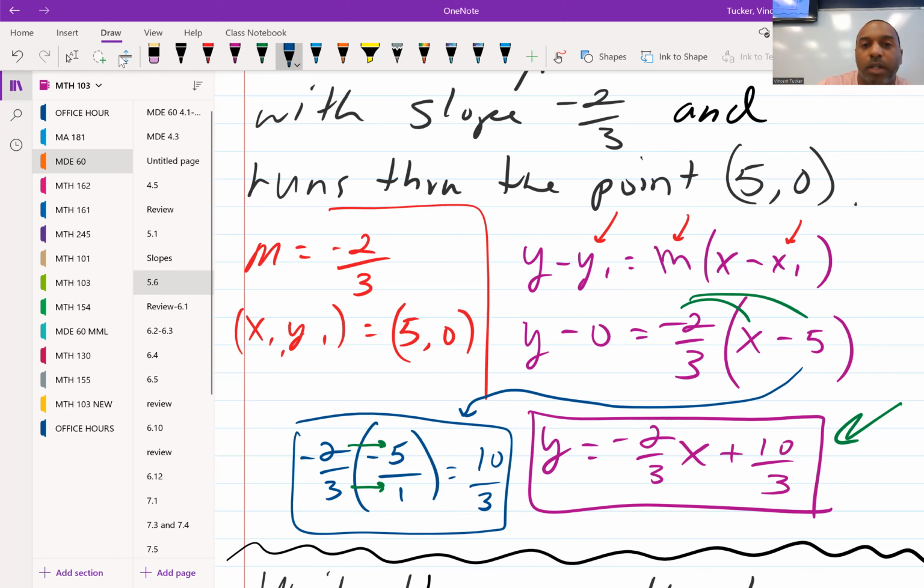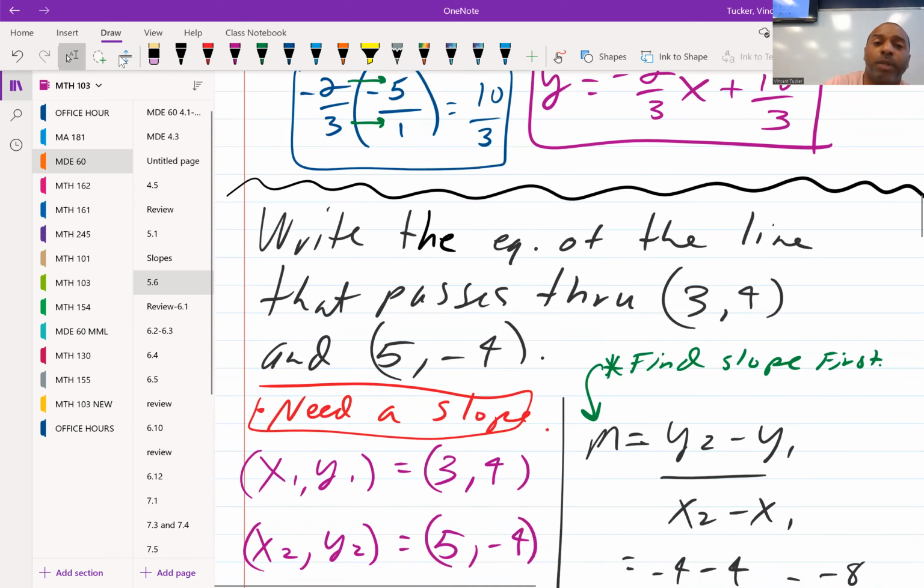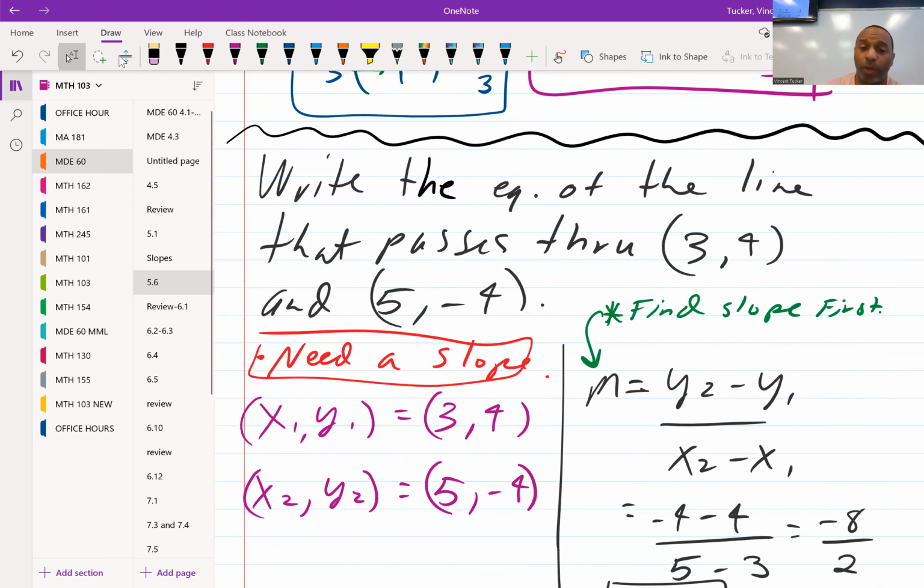All right. Another type of problem. This time, notice they give us 2 points. It says write the equation of the line that passes through (3, 4) and (5, -4). They give us 2 points, but they do not give us a slope. So notice I wrote in the red, we need a slope. We have to find a slope first before we can go plugging it into point slope form or slope intercept form. Notice both of them have slope in the naming of the formula, so we need a slope.